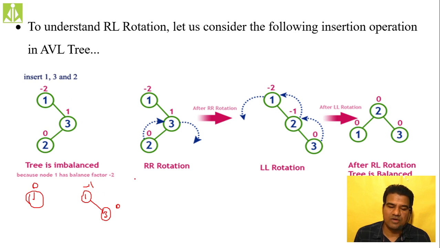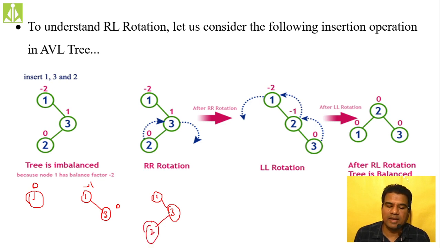Again, we do the insertion of 2. We have 1 and 3 already inserted. Now we are doing the 2 insertion. Compare the 2 with 1, it is greater, so move to the right child. Compare the 2 with this 3, it is smaller, so make the 2 the left child over here.